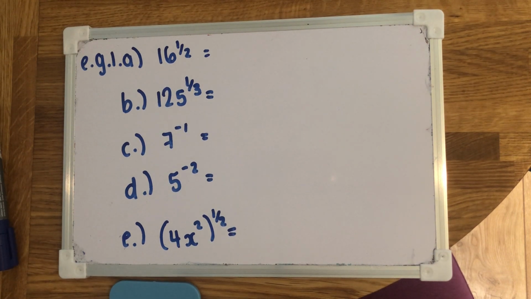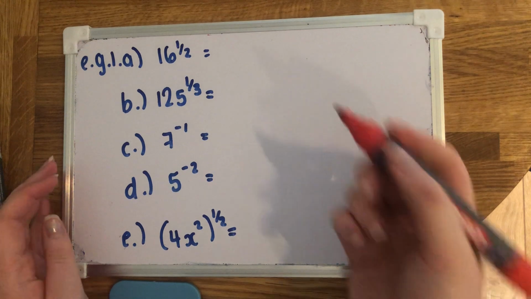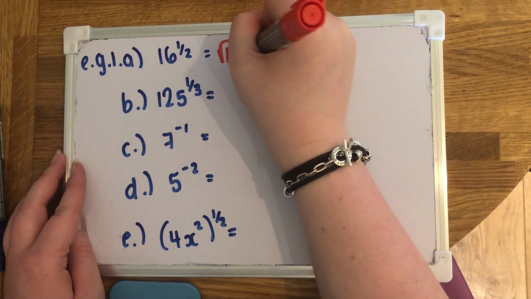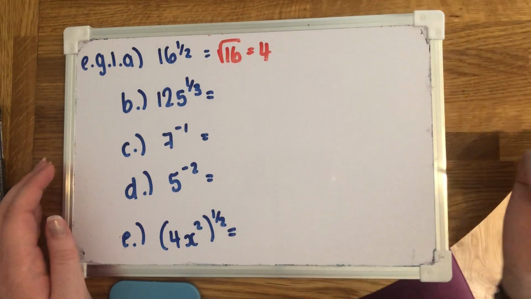So first one, 16 to the power of a half. A half means we square root 16. And the square root of 16 is 4.